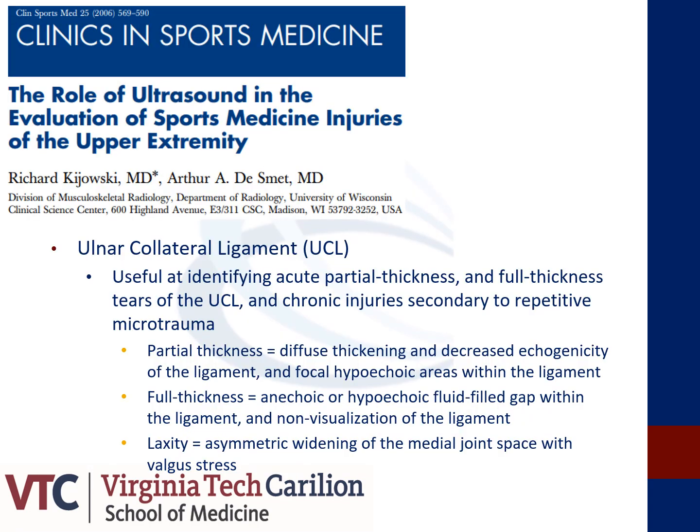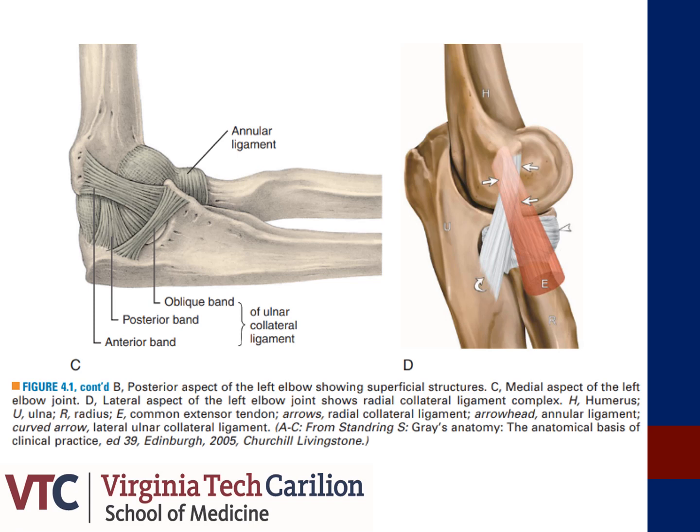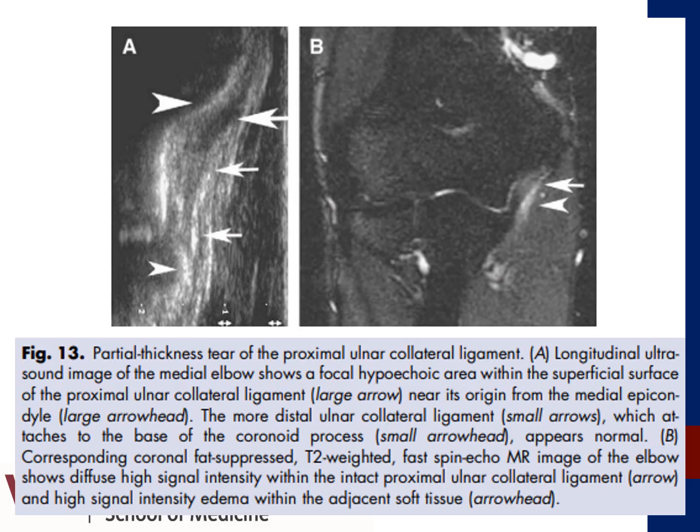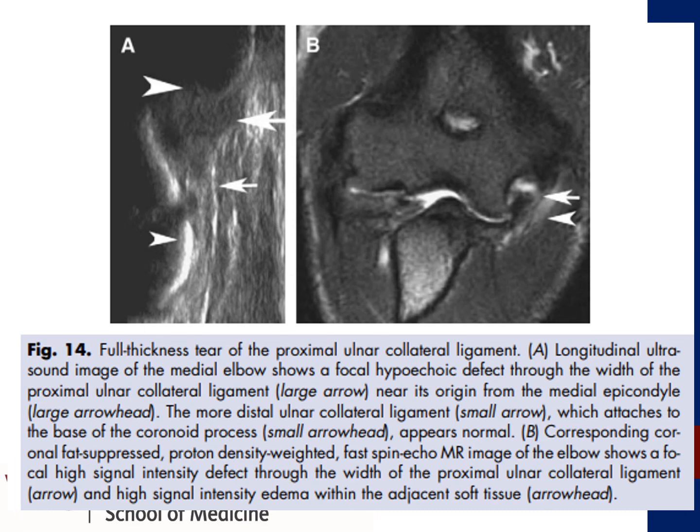Continuing our discussion about the elbow, we'll be discussing the ulnar collateral ligament and the utilization of ultrasound to identify acute partial and full thickness tears versus chronic injuries. Here are some anatomy pictures of the ligamentous structures about the elbow to remind us as to what we will be discussing. This image demonstrates a partial thickness tear of the proximal ulnar collateral ligament. And here would be a full thickness tear where you can see the complete gapping on this coronal view.